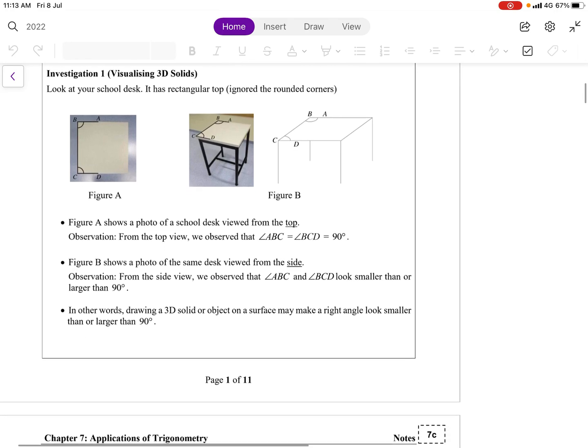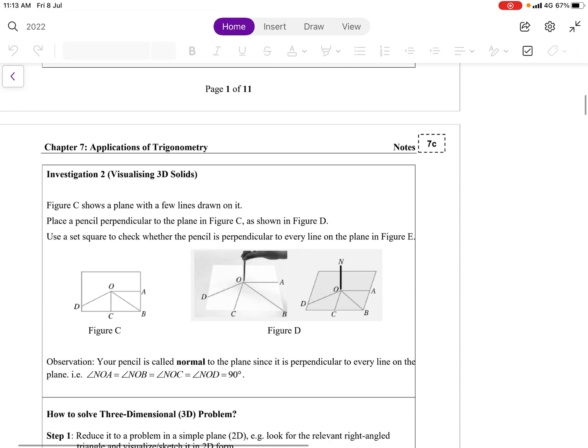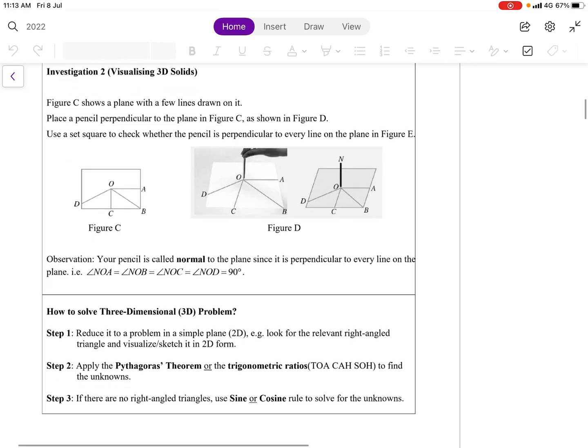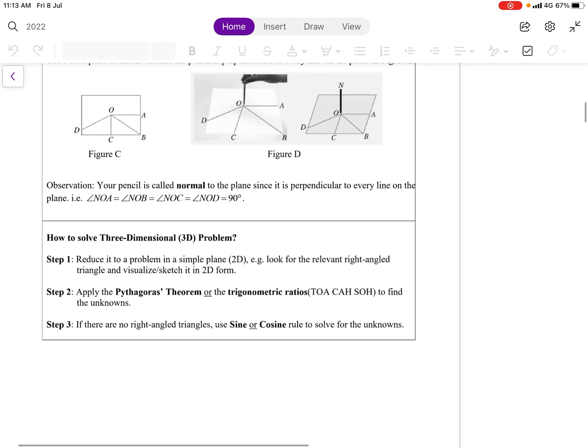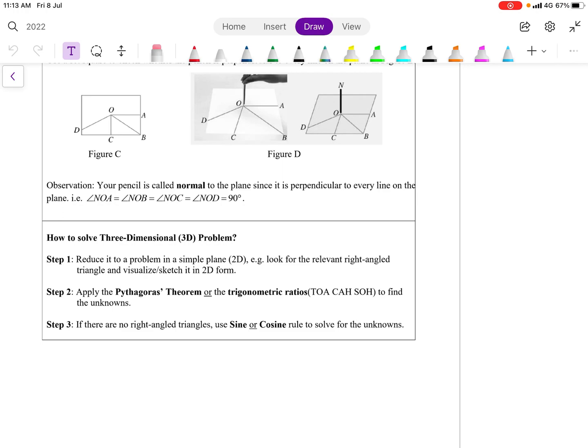Investigation 1 and investigation 2. Basically, let's focus on how to solve 3-dimension problems. First, this is very important: reduce the problem to a simple plane. That means draw a simple diagram in 2 dimensions, basically a right angle triangle.